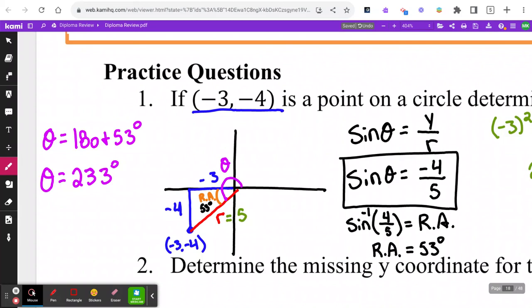Again, that's the angle. So if they ask you for the angle in standard position, that's what you do. If they ask for sine of theta, you don't do that.